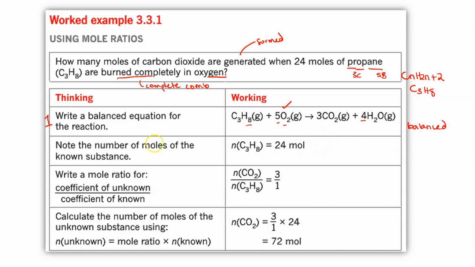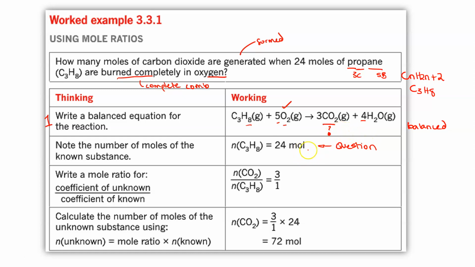Once we've done that, we need to know the number of mole of the known substance. In this case, that's propane, and the question has told us that it's 24 mole. So this is from the question. And then we need to work out the ratio for what we're looking for. The question wants us to work out how many mole of carbon dioxide. This is our unknown here.